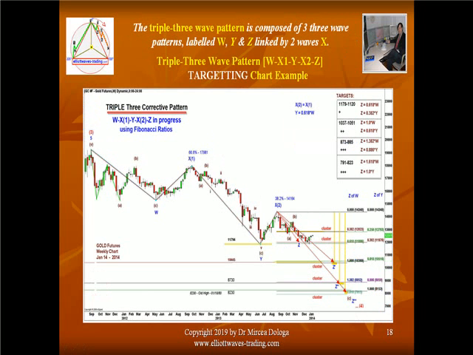And the triple 3-wave pattern is composed of three wave patterns labeled W, Y, and Z, linked by 2 waves X. In this case, we have them drawn right over here. And we have just shown that the wave Z is in progress. You see right here, wave Z is in progress.